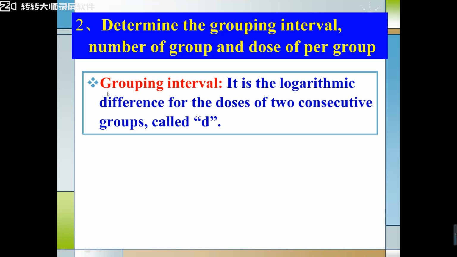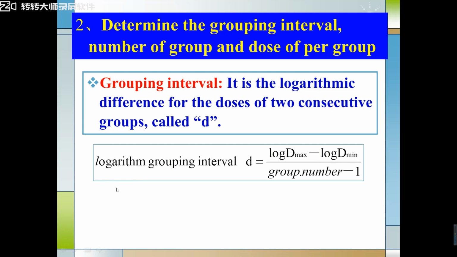So now we explain the grouping interval again. Grouping interval is the logarithmic difference for the doses of two consecutive groups. We call this D. In Kärber's method, logarithmic grouping interval D equals log Dmax, subtract log Dmin, divide by group number subtract 1.